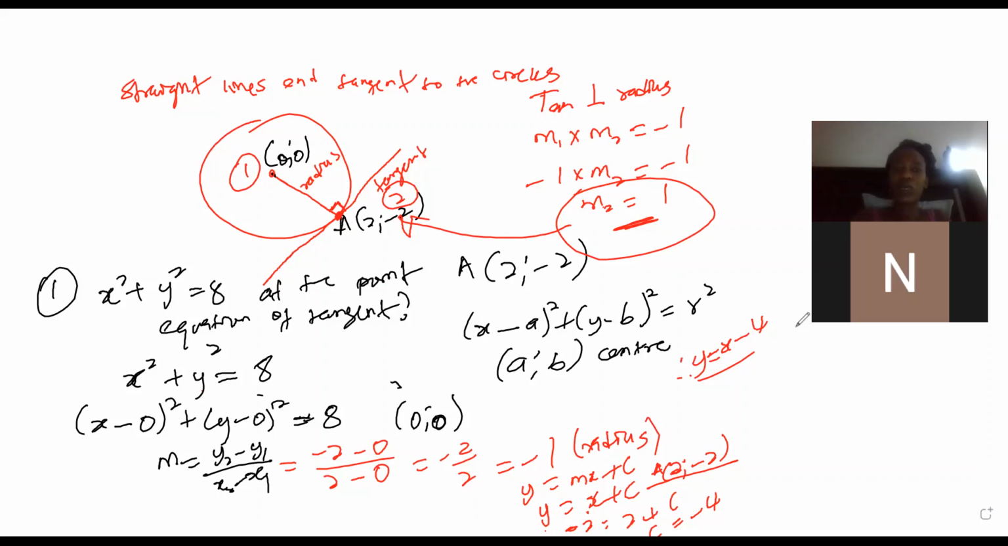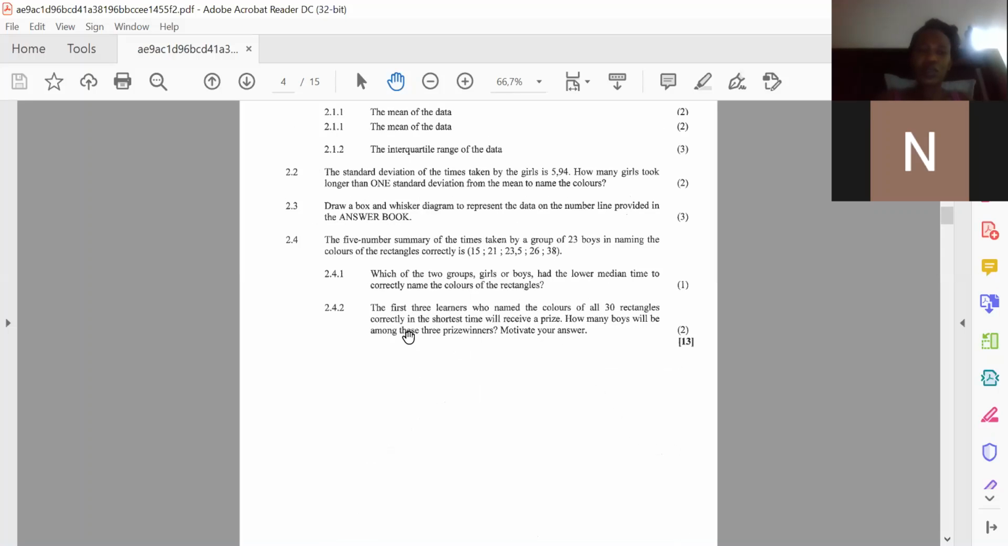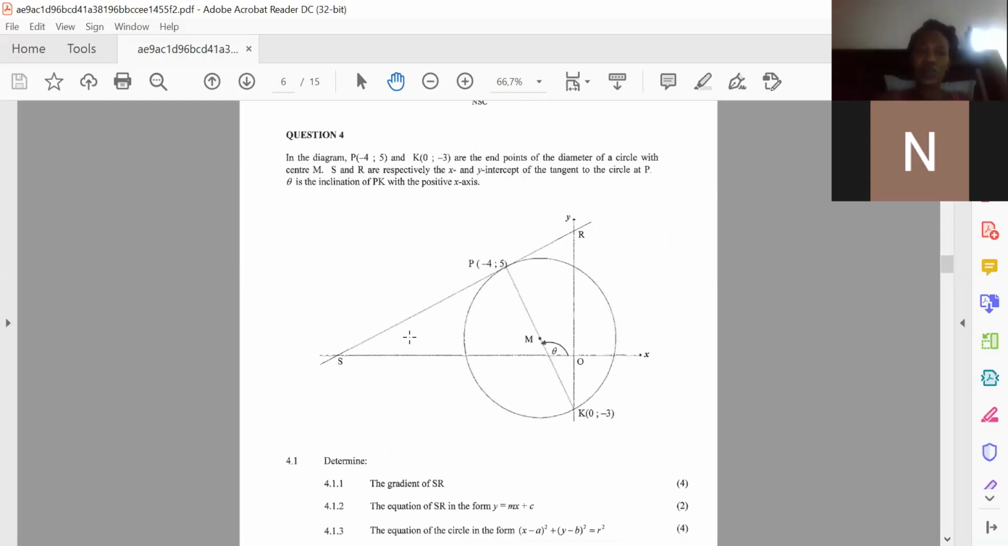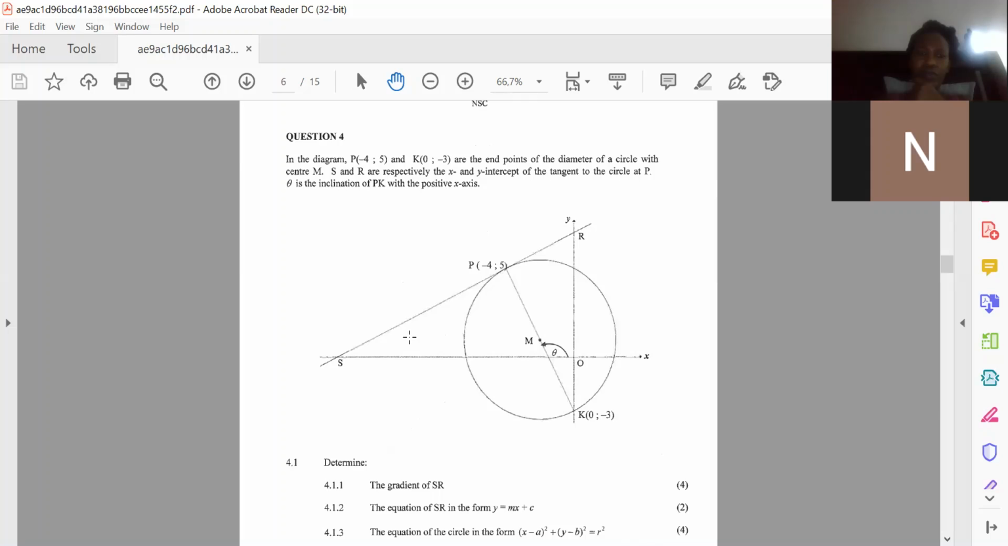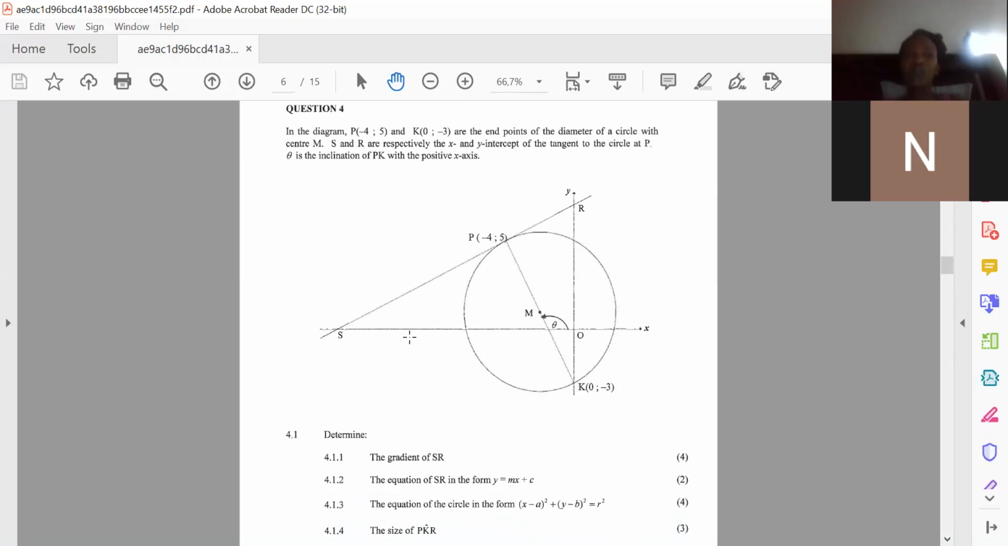Okay, so let me go and get it. Right, let me stop sharing here and share the question paper. Right, let me see, where is it? Yeah, question 4. Let's look at question 4. Okay, so let's read question 4.